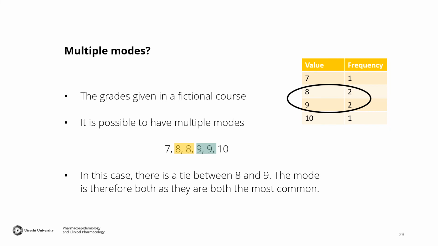So then is it possible to have two different modes? And it is. So in this case, you'll have 8 and 9, both of these are the most common ones. Both of those have been given twice. So the modes here are both of those two numbers. So modes, you can have multiple of those.